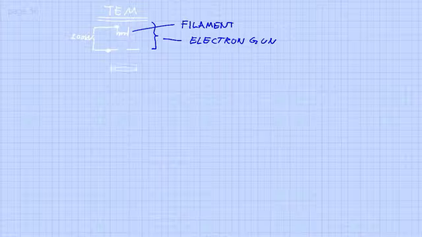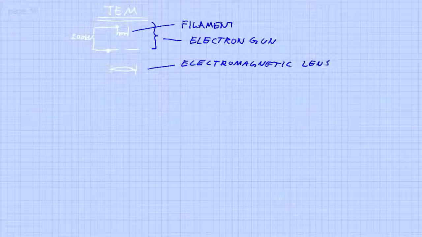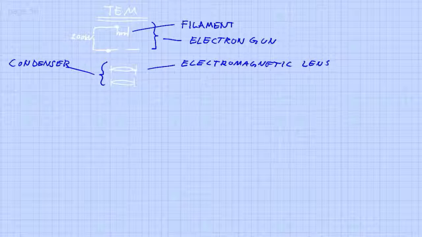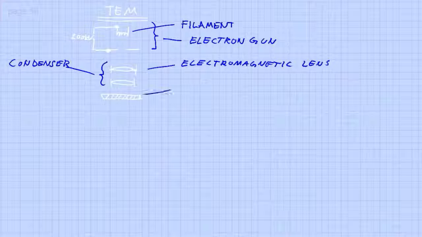Beneath the gun you have the condenser, and that is a package of electromagnetic lenses. The purpose of this one is the same as in a light microscope: to adjust so that the electron beam that's emitted from the gun will be projected onto a specific region of the sample. That is, you want to have as much light as possible on the region that you study. And beneath that one we have the sample.